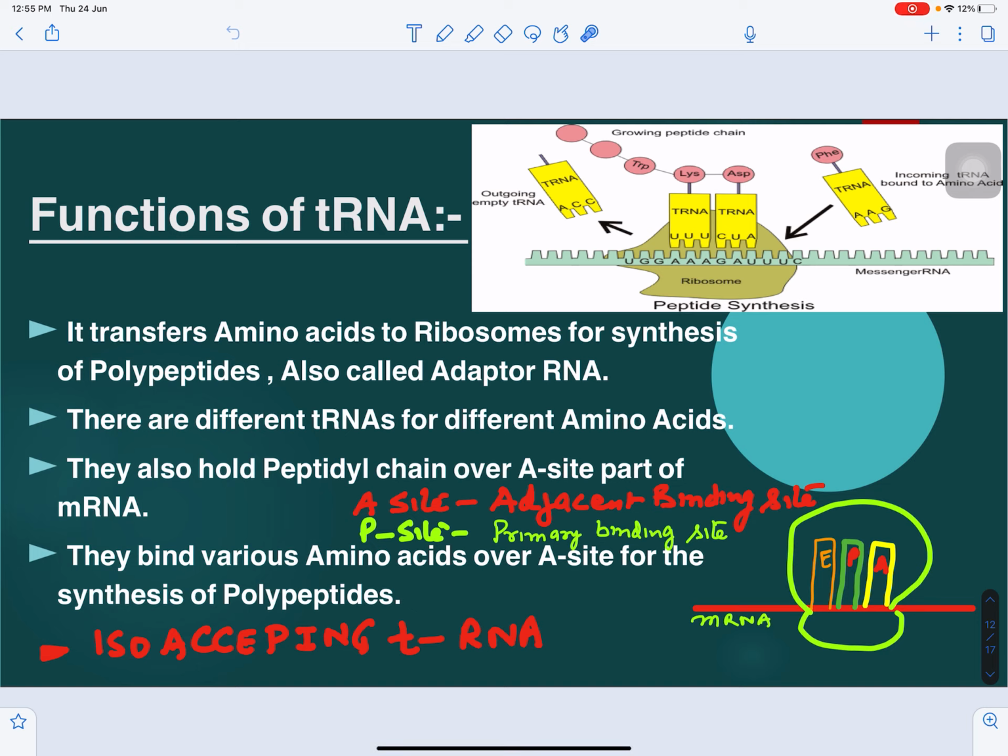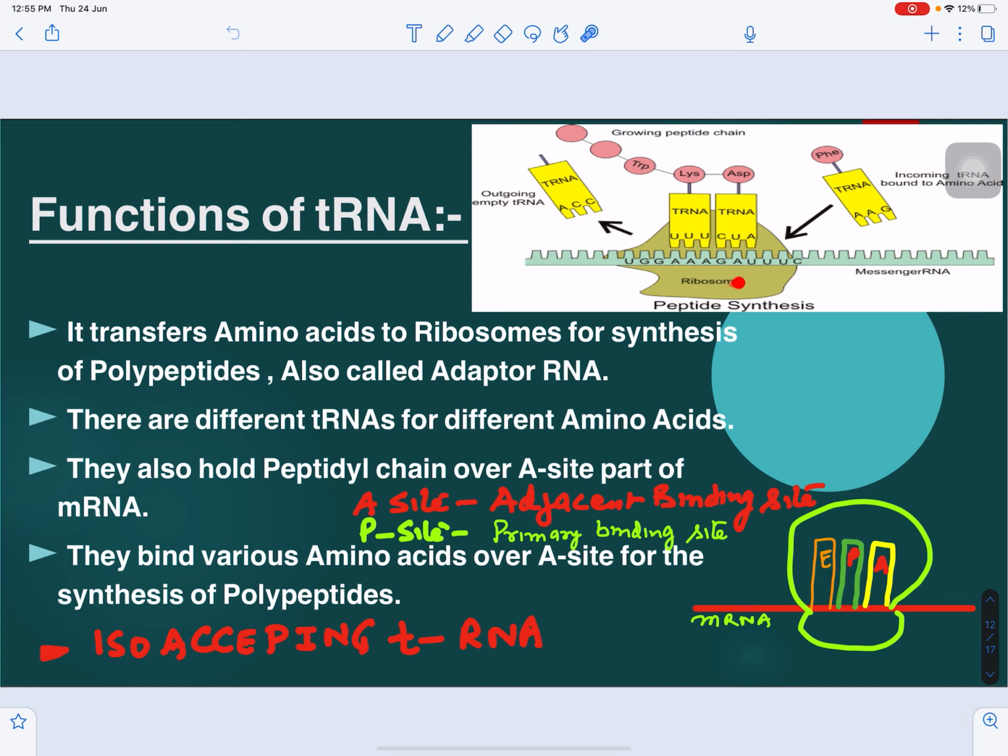For each amino acid, there may be different transfer RNAs, but sometimes the same transfer RNA can carry the same amino acid. This is called isoaccepting transfer RNA. Now there are two sites on the ribosome. This is the A site, this is the P site. The A site is the aminoacyl acceptor site, the P site is the peptidyl transfer donor site. The A site is also called the adjacent binding site, the P site is also called the primary binding site, and E is the exit site. So we can also see a figure.